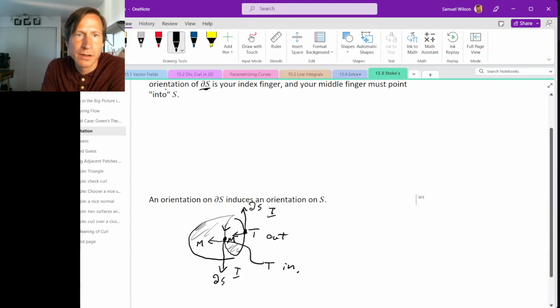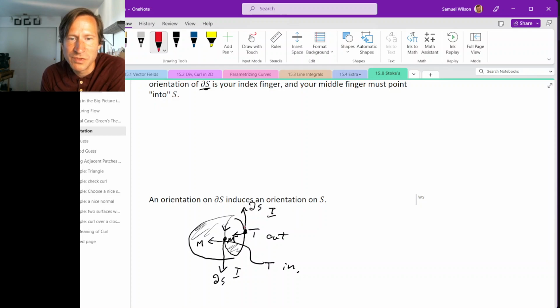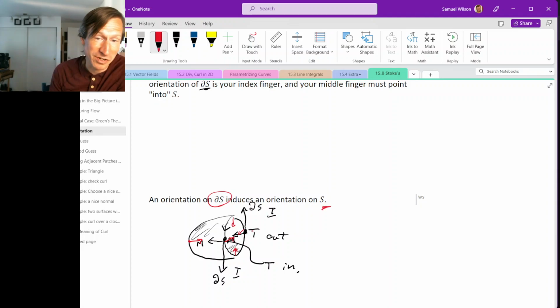So if I draw some surface orientation vectors, they're going to go outwards, downwards, inwards, upwards. At this point, it's going to be going rightwards. So given this orientation on the boundary, the induced orientation on the surface is rightwards and inwards.